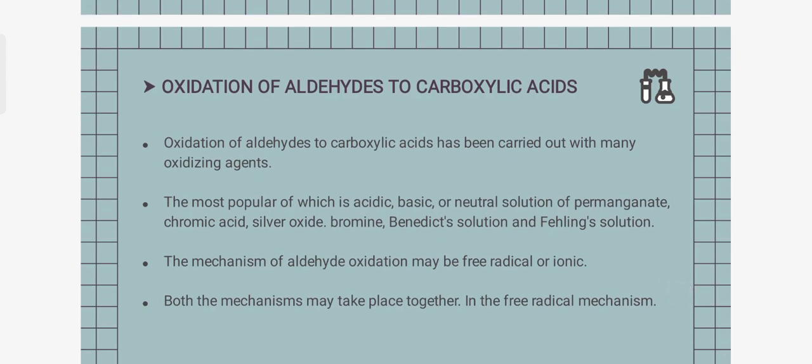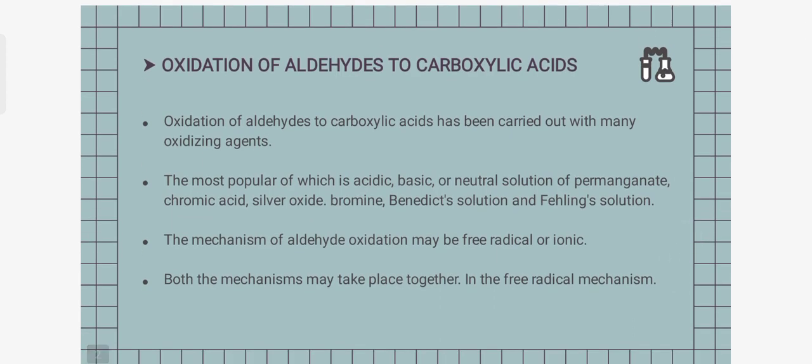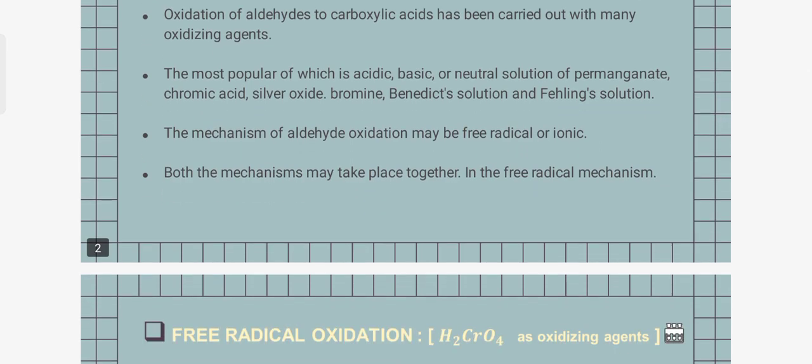Oxidation of aldehyde to carboxylic acid has been carried out with many oxidizing agents, the most popular of which are acidic, basic or neutral solution of permanganate, chromic acid, silver oxide, bromine, Benedict's solution, Fehling's solution. The mechanism of aldehyde oxidation may be free radical or ionic. Both of the mechanisms take place together.